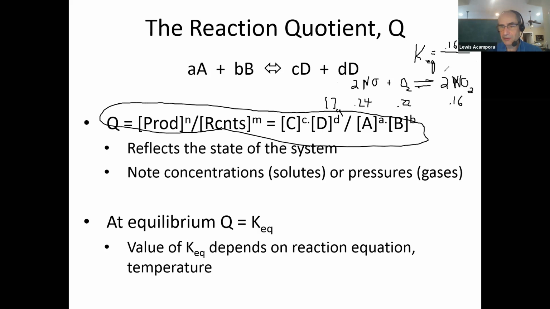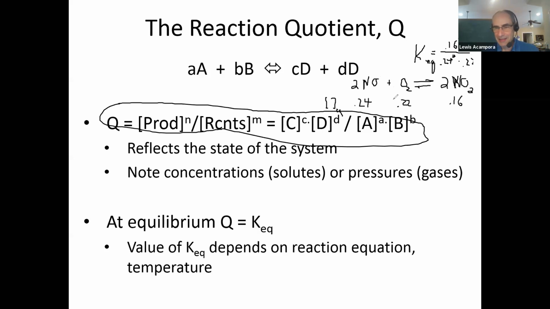So it'd be 0.24, which I would square because of that 2, and then another factor of 0.22 in the denominator. And this is the expression. Well, I didn't really write the expression. I plugged in the numbers. But you should be able to translate from an equation to an expression, and we'll look at some pitfalls to avoid there.